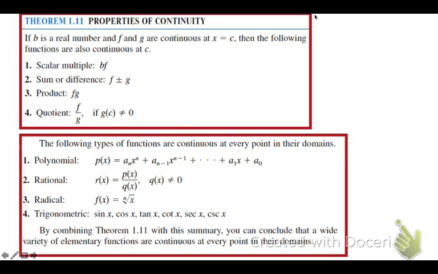Okay, the next one is just another thing. I don't think this needs to be written down. I think you need to think about this. Just think about it, okay? The first one says the following types of functions are continuous at every point of its domain. A polynomial. There is not one fraction in this polynomial with a variable in the denominator. So is the domain all real numbers? Yes. Is it continuous? Yes. Okay, we know that already.